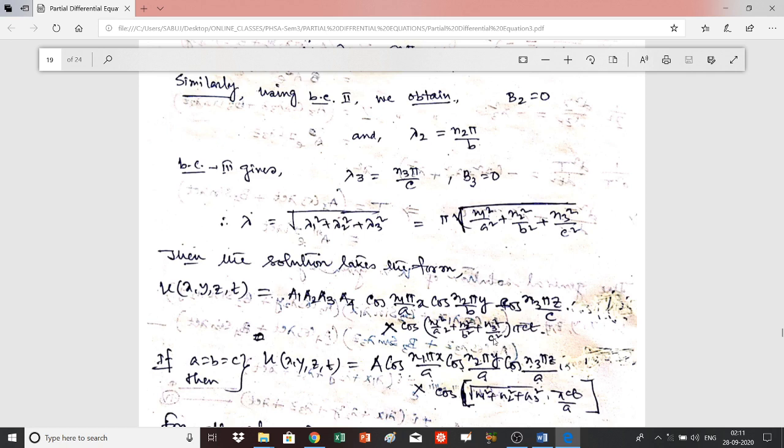a, b, c: this is the dimension, the dimension in the z-axis. And this c is the velocity of the wave. So finally, you get this.